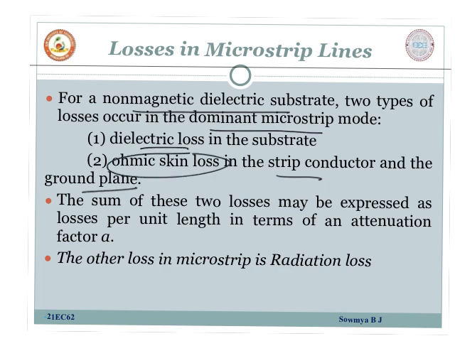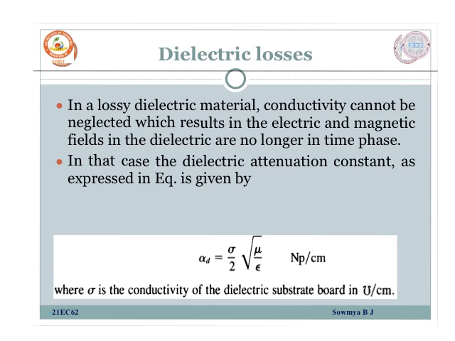The sum of these two losses, the dielectric loss and the ohmic skin loss, may be expressed as the losses per unit length in terms of the attenuation factor A. One more loss is present in the microstrip line, which is named radiation loss. Let us now discuss the dielectric losses.